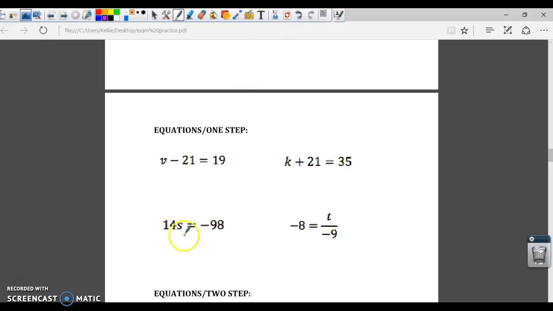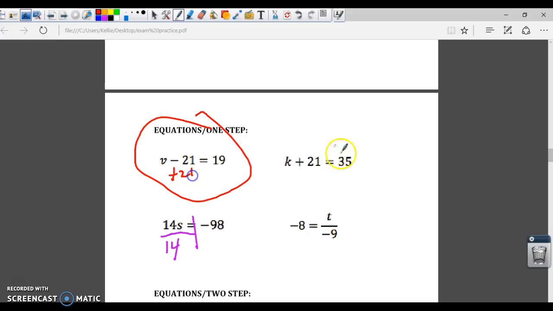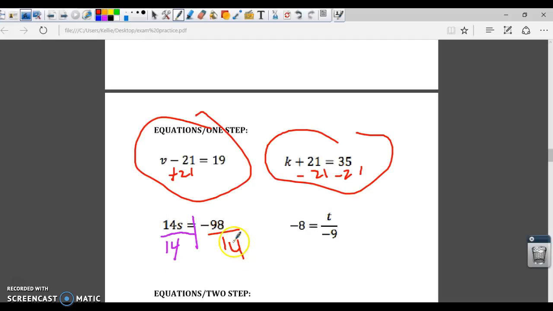Okay, so remember, for the ones that look like this, whenever you have a number with a letter right next to each other, it means multiply. So the opposite of multiply would be divide. You divide by exactly what you see. Don't change signs. It's not negative 14. Keep it positive. We only change signs when we are doing adding or subtracting. So the only time you're going to change signs is when you're doing ones that look like this. That minus 21 becomes a plus 21. Or ones that look like this. That plus 21 becomes a minus 21. Okay? But when it looks like this, a number right next to a letter, we know that's multiplication, so we will divide by what we see, keeping the sign that's with it.